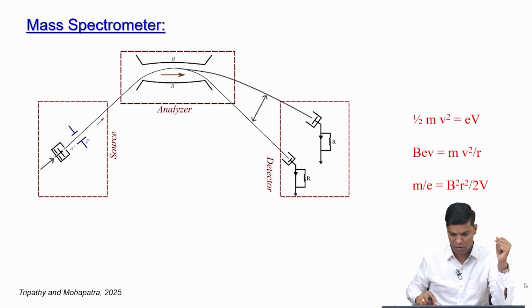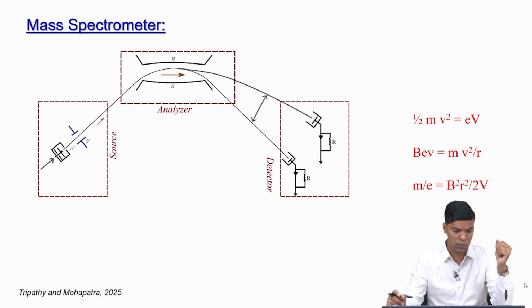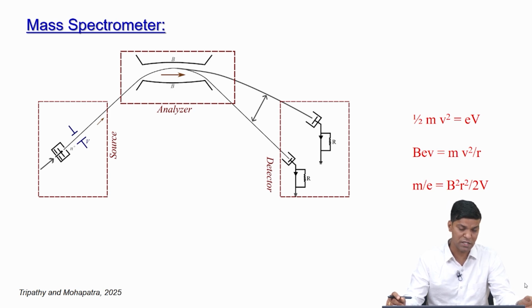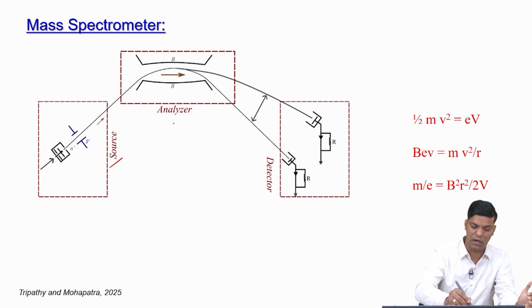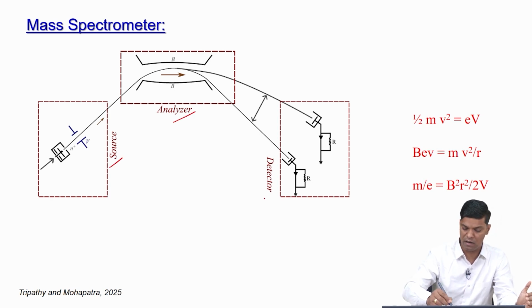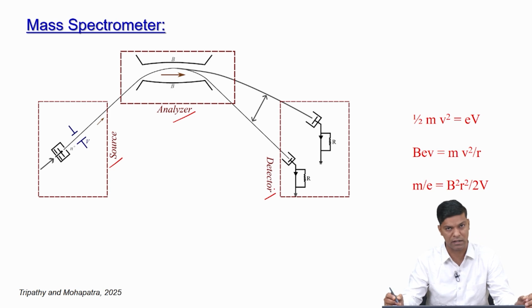Let us discuss more about this technique. Before I go ahead, I will just quickly go through what we discussed about the mass spectrometer. We discussed that a mass spectrometer has three components. One is a source, one is an analyzer, and the third important part is the detector.